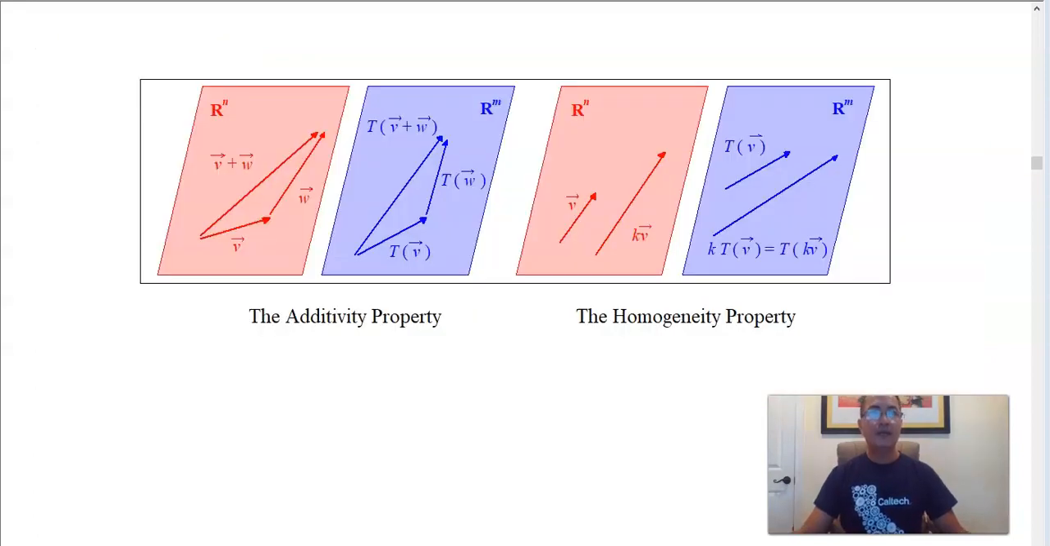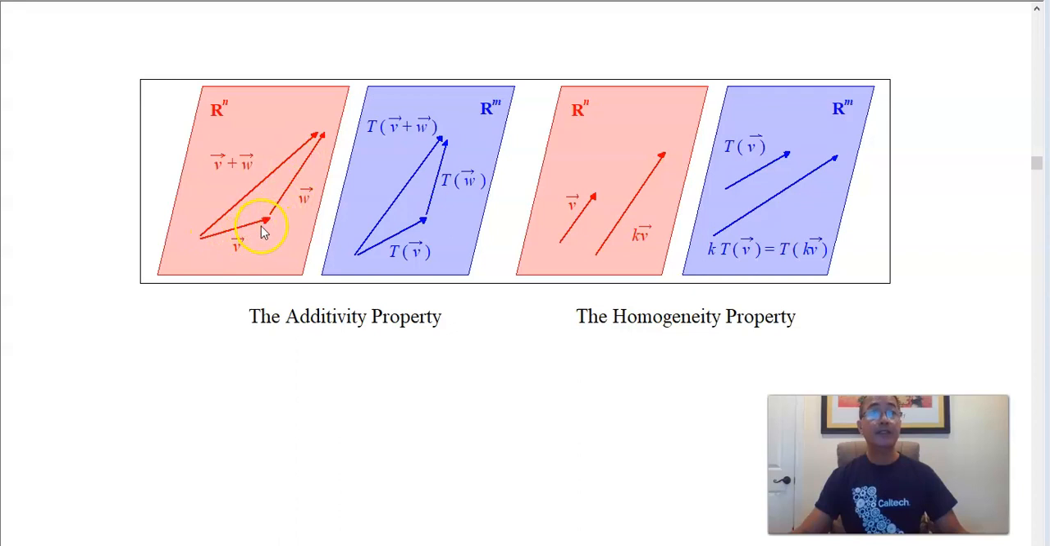So we have in these two diagrams an illustration of these two properties. So in additivity, in the domain Rn, you have the two input vectors, v and w. You can add them together. So we've seen this before. Complete the triangle. That is v plus w. How do you satisfy additivity?